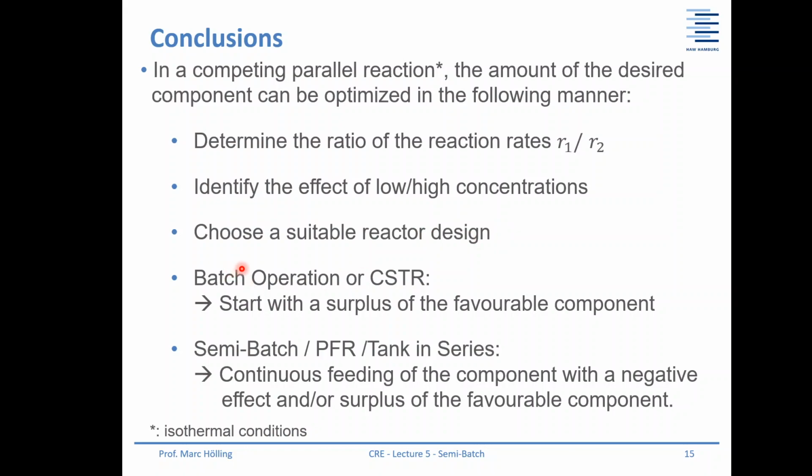If you say, okay, I want to have an easy life, I just want batch operation or CSTR, then just start with a surplus of the favorable component. In our case, it was component A. You start with an excess amount of component A. And if you say, I can also go for a more complex reactor, like semi-batch, PFR or tanks in series, then you can also think of continuous feeding of the component with a negative effect. In our case, it would be component B. And you can additionally charge a surplus of the favorable component, in our case A.